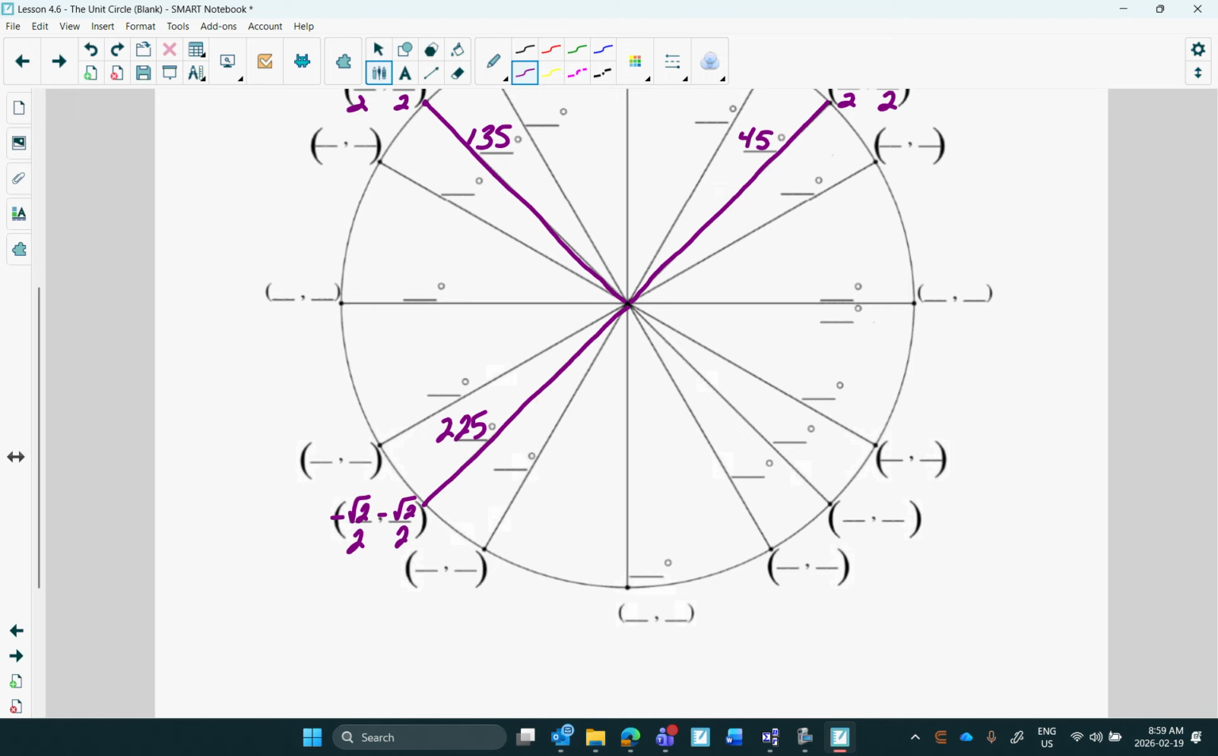And then finally, the family member in quadrant 4. What would that one be? Angle measure 360 minus 45, which gives us 315 degrees. What's the point on the unit circle? Root 2 over 2, and then negative root 2 over 2. So that's the family of 45 degrees: 45, 135, 225, 315. And they all have root 2 over 2's in them. It's just that one or more are positive or negative.